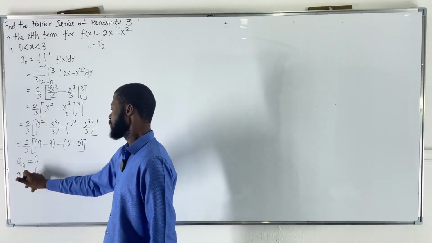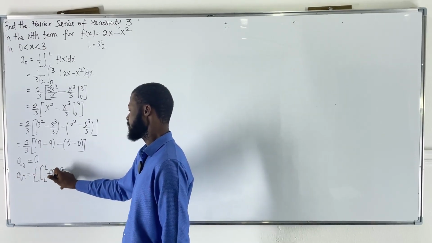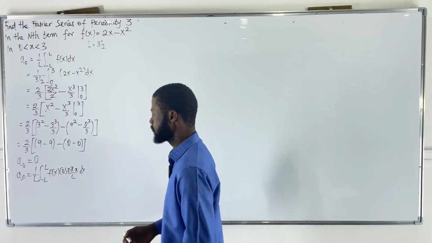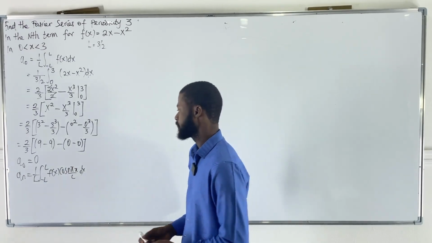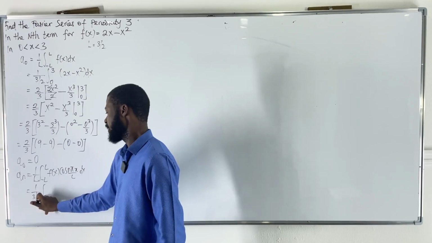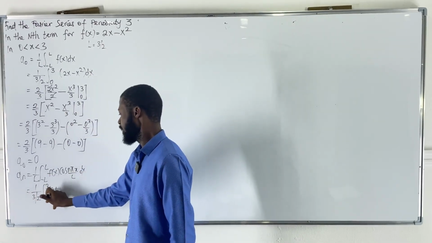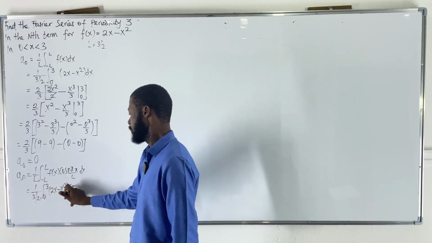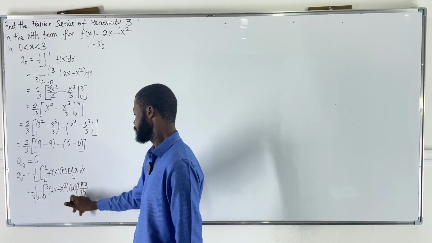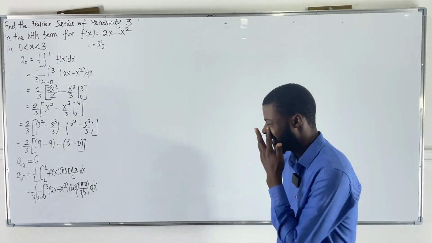So a sub n is 1 over L, integral from minus L to L, f of x cos n pi x over L dx. So this will become 1 over 3 over 2, integral from 0 to 3. f of x is this: 2x minus x squared, cos n pi x over 3 over 2 dx. It's looking like a lot.